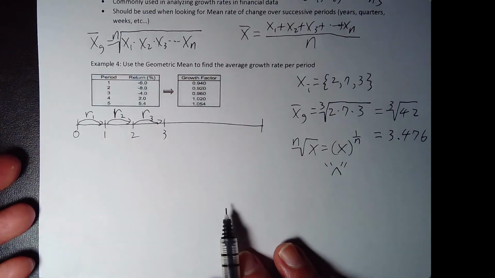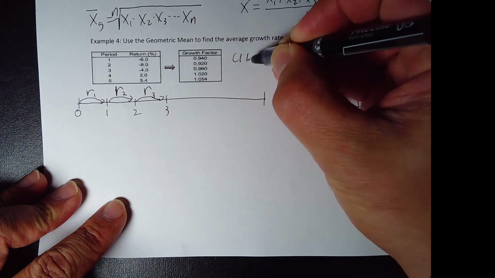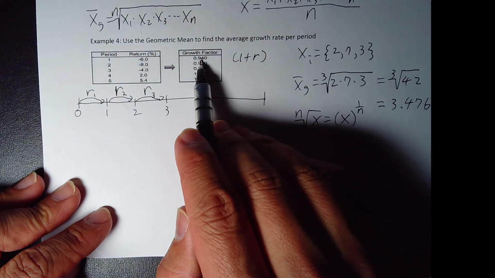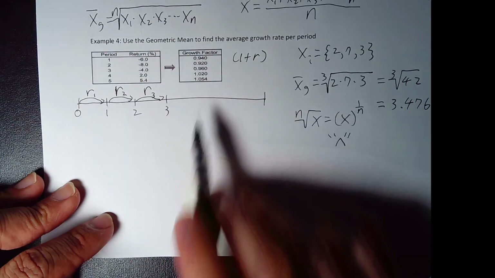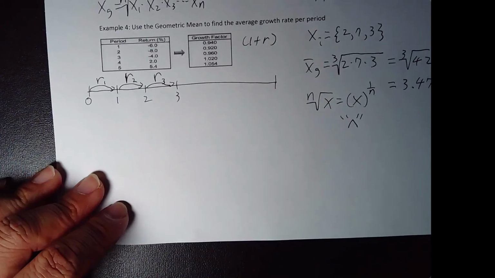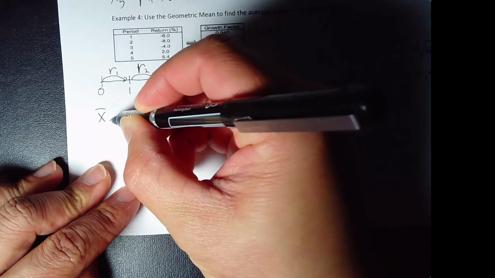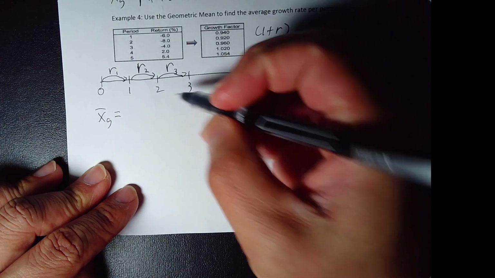All right, so here we go. By the way, the growth factor is 1 plus r. That is the growth factor. So if you have a growth factor less than 1, that means you've lost money over that period of time. So I want to find the average growth rate. Therefore, I'm going to say x bar g, and what I'm going to do is just multiply all the growth factors together.